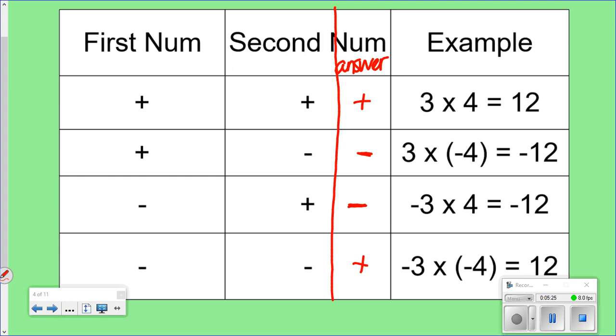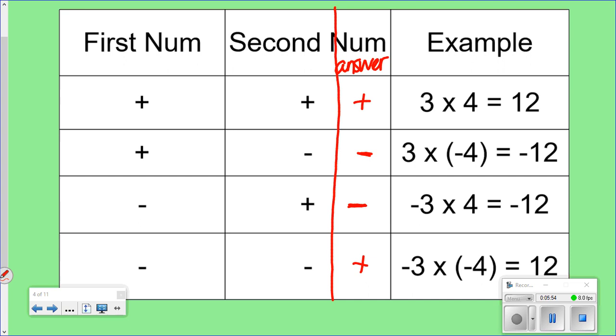Okay? All right, so let me explain how the table works. So let's say your first number in your problem is positive. Your second number is positive. Well, your answer is going to be positive. This is something you've learned since, I don't know, 4th grade. Then, if we have two different signs, like if your first number is positive and your second number is negative, or if your first number is negative and your second number is positive, your answer is always going to be a negative number. Okay?